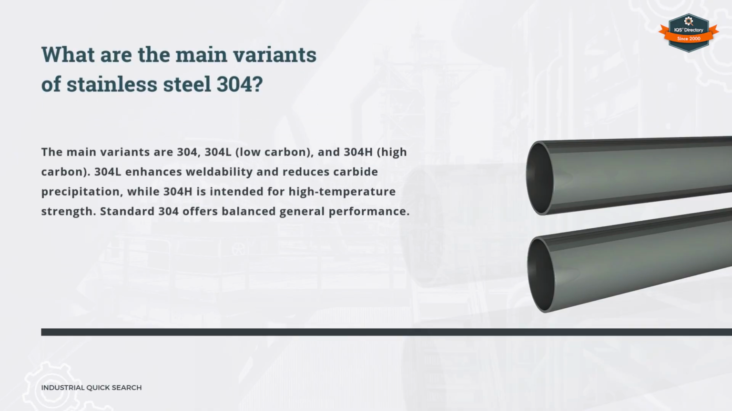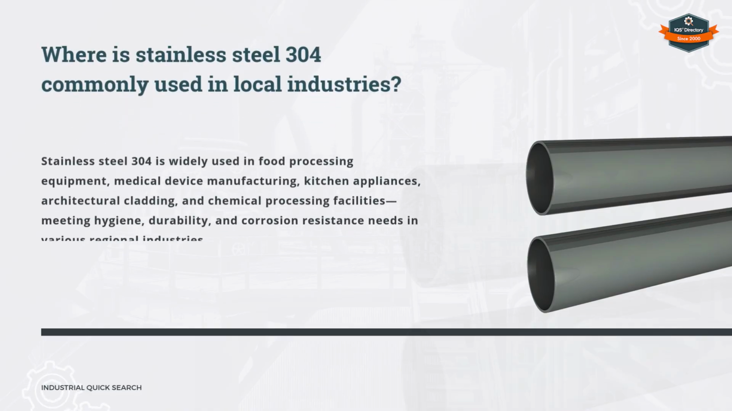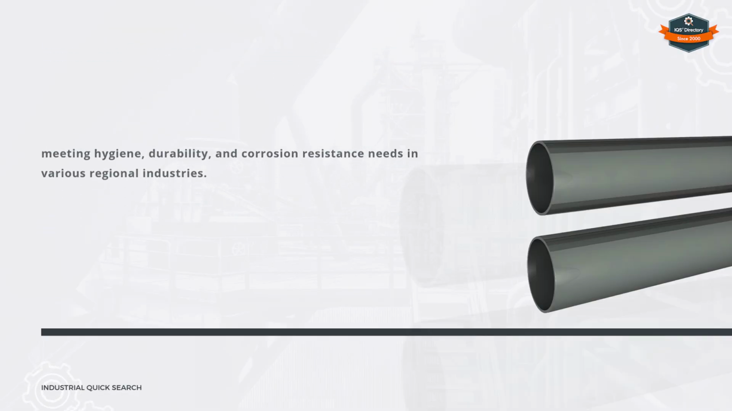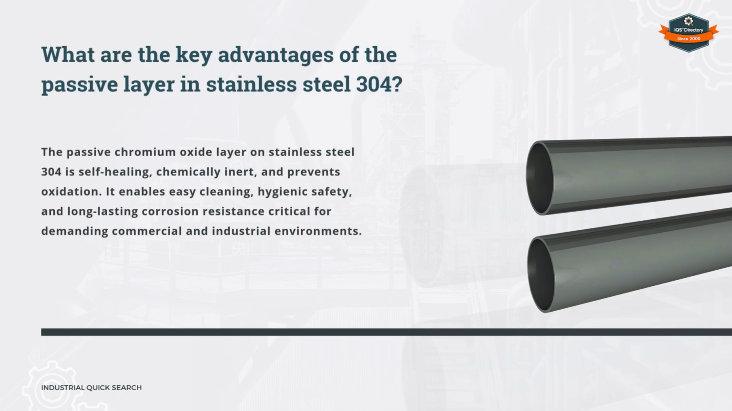What are the main variants of stainless steel 304? Where is stainless steel 304 commonly used in local industries? What are the key advantages of the passive layer in stainless steel 304?